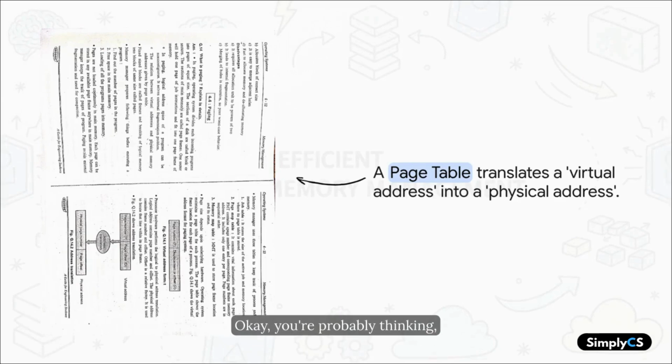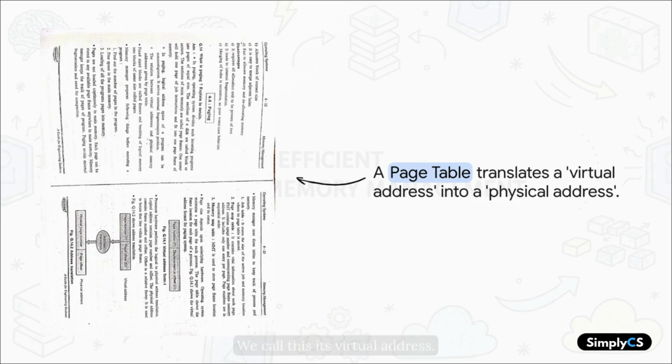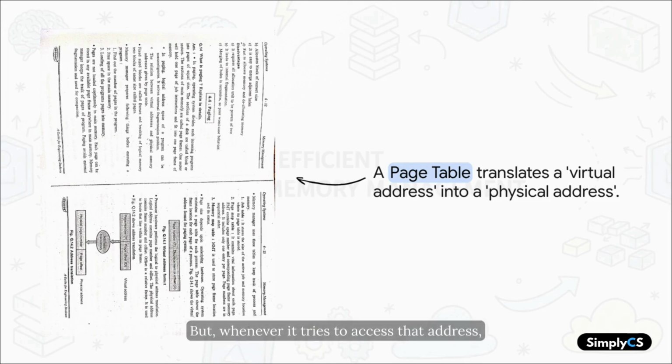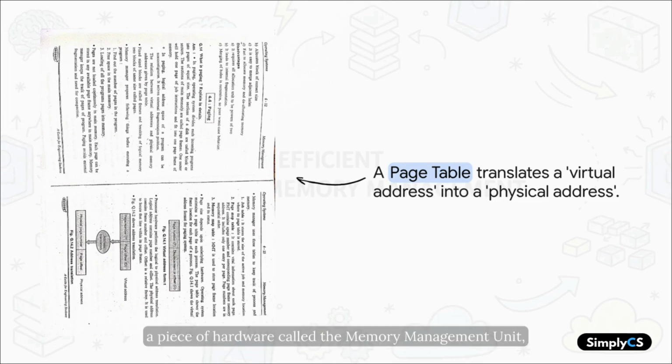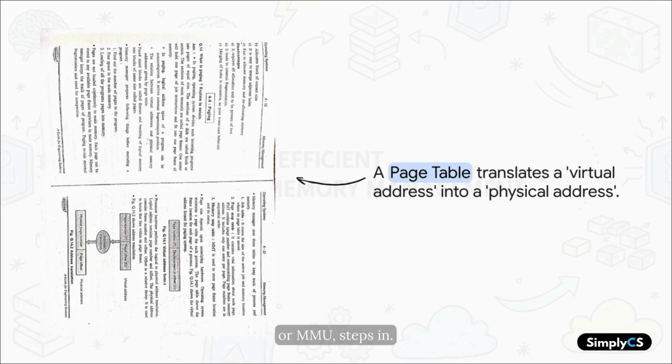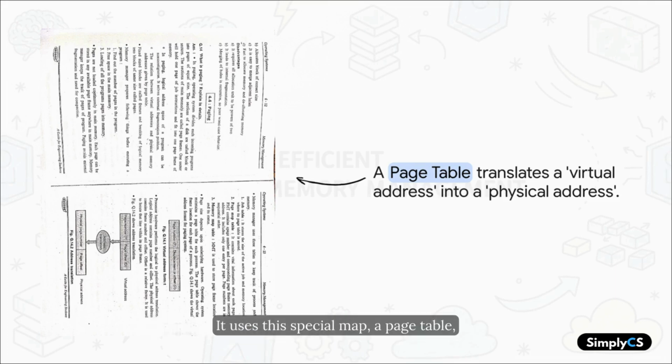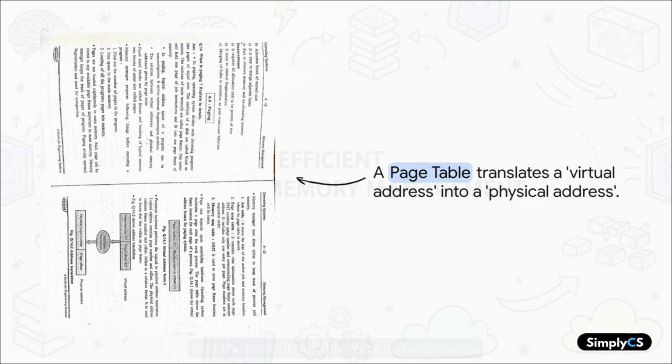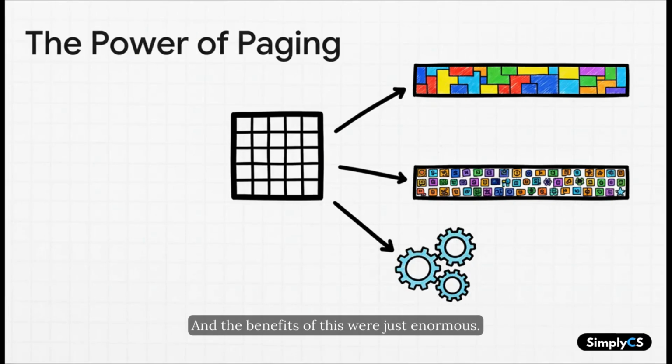Okay, you're probably thinking, but how does the program not get totally confused? And that is the magic trick. You see, from the program's point of view, it still sees one perfect, continuous block of memory. We call this its virtual address. But whenever it tries to access that address, a piece of hardware called the Memory Management Unit, or MMU, steps in. It uses this special map, a page table, to translate that make-believe virtual address into the real physical location in RAM. It happens instantly, and the program is completely oblivious. It's a beautiful illusion. And the benefits of this were just enormous.